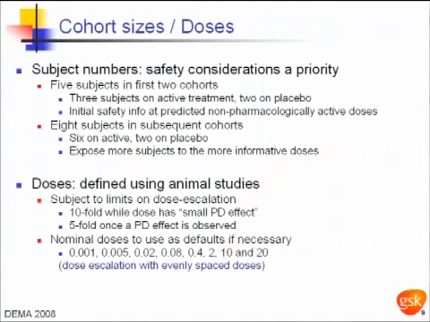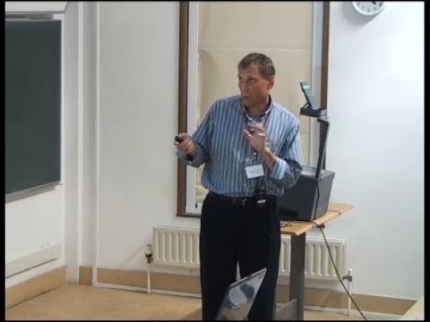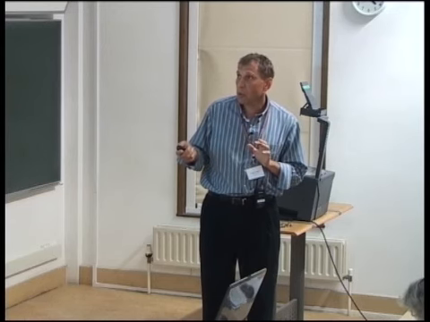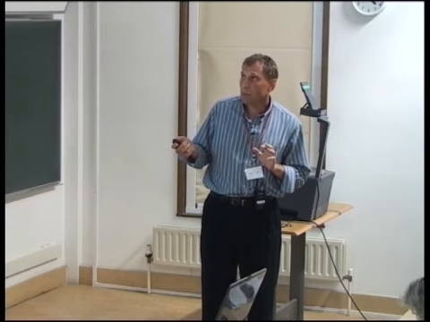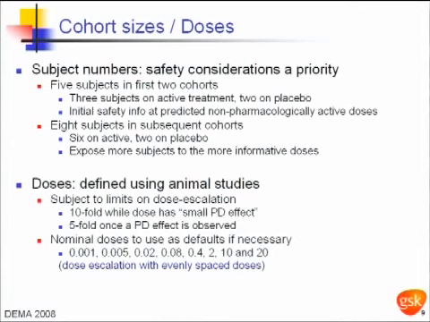Okay. Before I introduce the model, let me quickly talk about cohort sizes and doses. As I said, safety is a priority because not too much is known about how the drug will behave in patients. So the subject numbers are really small here. The safety considerations are a must. So the study will start with two cohorts and 5 subjects in each cohort. 3 subjects will be on active treatment, 2 on placebo, but the initial doses will be very, very low, and it's not expected that they will be efficacious by any means.